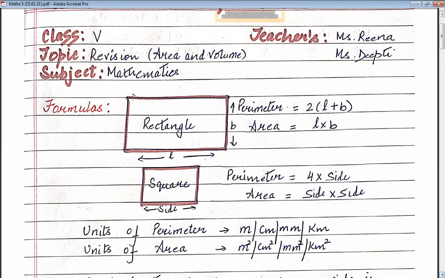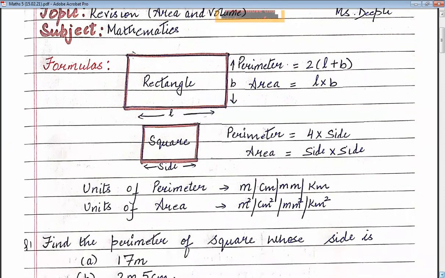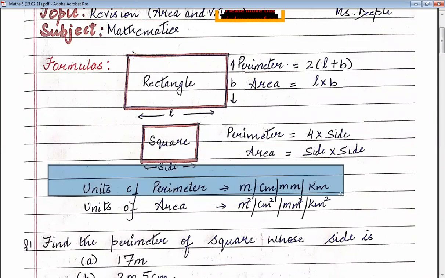Now, children, let us discuss the units. Units are very important, so you have to write the units according to the sides. If the sides are given in meters, then the perimeter is in meters. And if the sides are given in centimeters, your unit will be centimeters. So the units of perimeter are meter, centimeter, millimeter, or kilometer.